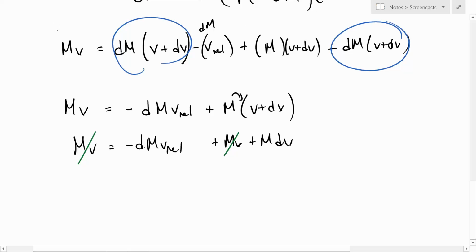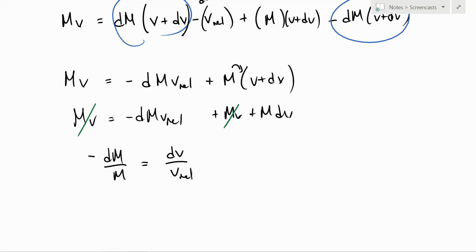And so we wind up with something that looks a little like this. We have minus dm by m is equal to dv by v relative. Which is interesting. Now, your book takes a slightly different take. My instinct here would be to integrate this, and we would get the log of both sides, but now we're going to get something weird if we do it that way.